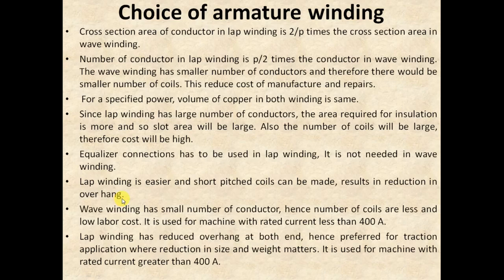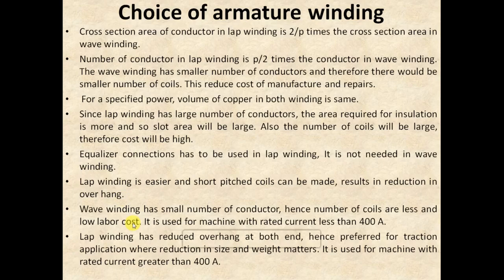In the case of lap winding, it is easier to make short pitched coils, which further results in the reduction of overhang. This leads to a large saving in the amount of copper which is required for the winding. The concept of overhang has been very clearly explained in the previous video session.